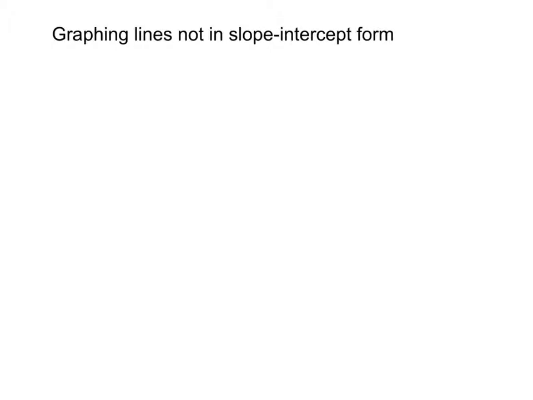Okay? So at the top of your page, go ahead and put in the title of these notes. And the title of these notes is Graphing Lines Not in Slope, that's not how you spell slope, Slope-Intercept Form. So that's the title of our notes for today. So make sure you write that at the top of your paper.